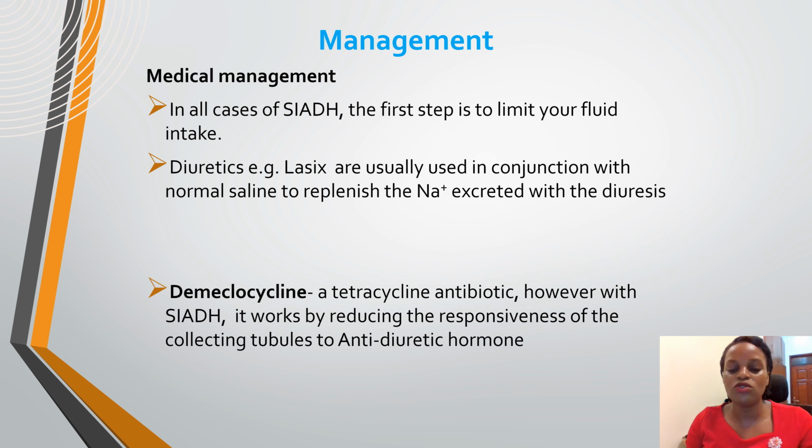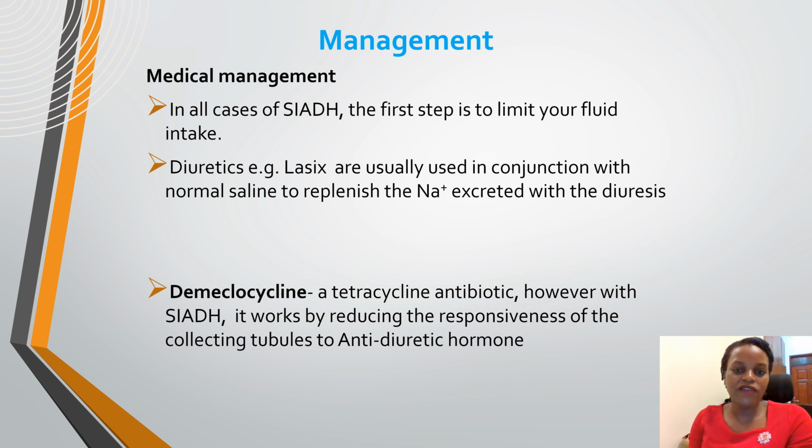Lasix usually is used in conjunction with normal saline to replenish the sodium excreted with the diuresis. You know that Lasix is a diuretic, so it will excrete everything, but remember we had dilutional hyponatremia. So we give Lasix in conjunction with normal saline, contributing to our sodium to improve our sodium levels, while the Lasix helps us remove the excess fluid.